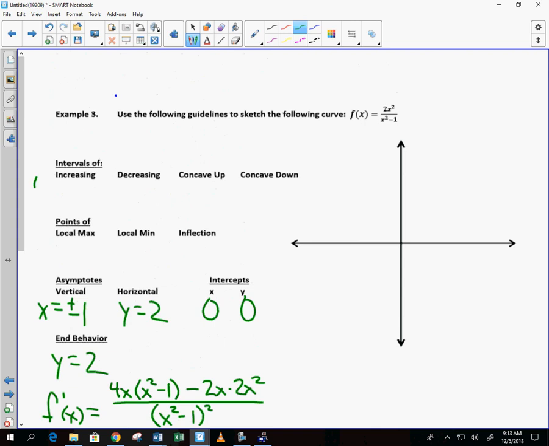So increasing from negative infinity to negative 1, union with negative 1 to 0. Decreasing from 0 to 1, union with 1 to infinity. So the first derivative tells us about increasing, decreasing. What else does it tell us about? Local min and local max.